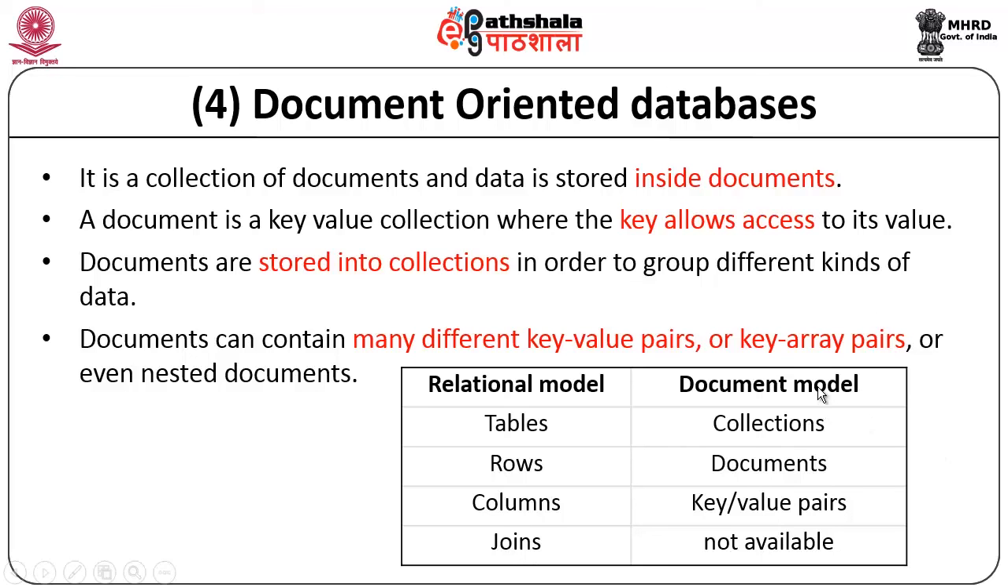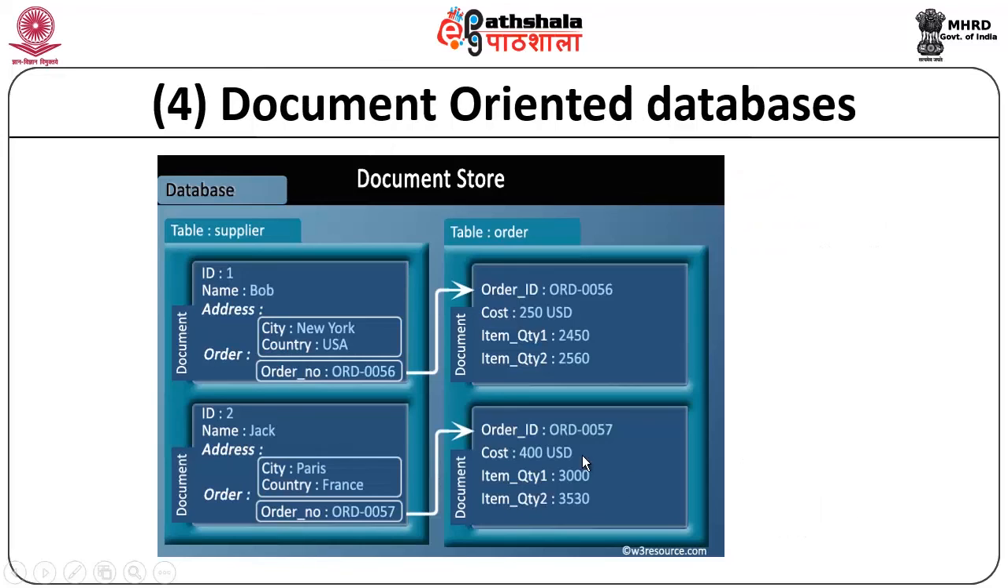When you compare a traditional RDBMS and a document model, tables in a relational environment are called collections. Rows in a relational model are called documents in document oriented databases. Columns in an RDBMS environment are called key value pairs, and joins are available in the relational model, but not available in the document model. A simple document oriented database can be visualized diagrammatically like this. Every ID over here indicates a specific document. You can find here the first document is all about an individual called Bob, and another document is about Jack. Internally, the Bob document contains a link to another document called the order document. So, a document may refer to another document, or it may even be a nested document.